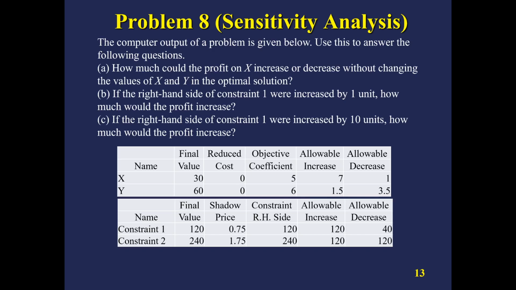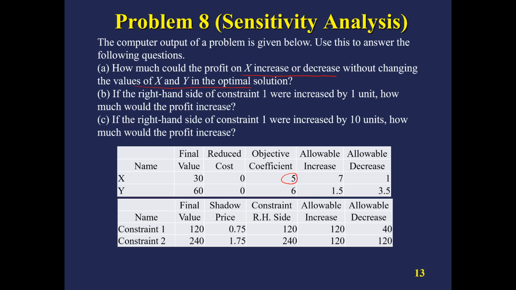from Excel, and we have to find out how much. It's asking how much the profit on X can increase or decrease without changing the values of X and Y in the optimal solution. We can see from here it's asking about the coefficient 1, which is this one, its range.